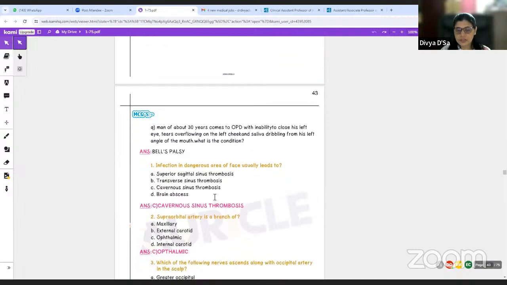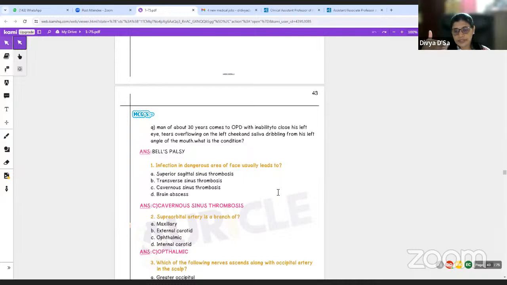Now, why cavernous sinus thrombosis? Because the face is drained by the deep facial and the facial vein. And the veins in the head and neck region do not have valves, because they are flowing towards gravity, not against gravity, so there are no valves. This deep facial vein is connected to the pterygoid venous plexus, and the pterygoid venous plexus is connected to the cavernous venous sinuses through emissary veins.